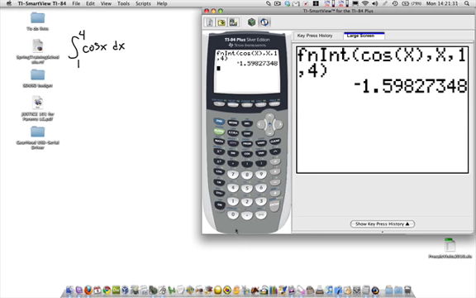And there it is. There's the value of the integral, negative 1.5983. Easy, isn't it? Okay, let's try another one. How about the integral of e to the negative x squared over 2 from 0 to 2? Now this one you can't actually integrate by hand. It's very difficult to do by hand. So at least we've got the calculator to do it for us.